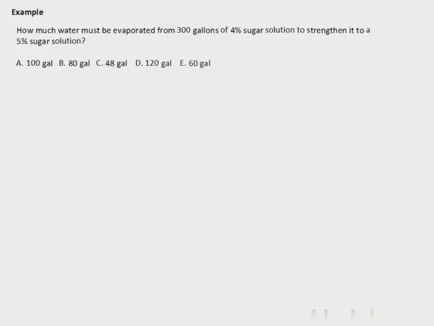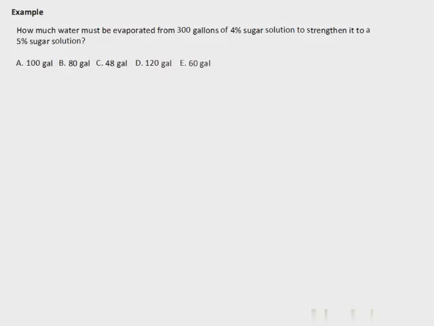How much water must be evaporated from 300 gallons of 4% sugar solution to strengthen it to a 5% sugar solution? So in the earlier question, we were diluting it. We took out some part of the solution and we added water. So the concentration fell. Here we're going to heat it and evaporate just the water. So more sugar will be left with respect to the water and the concentration goes up. Let's see how we go about doing this.